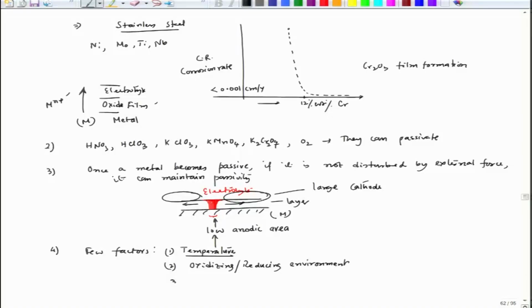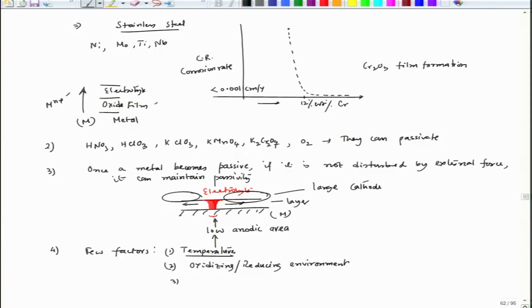But many times addition of an oxidizer, let us say HNO3, which is a strong oxidizer, can lead to passivity. For example, in case of iron, strong HNO3 oxidizing agent can lead to passivity. And of course, a reducing environment tries to break the passivity.